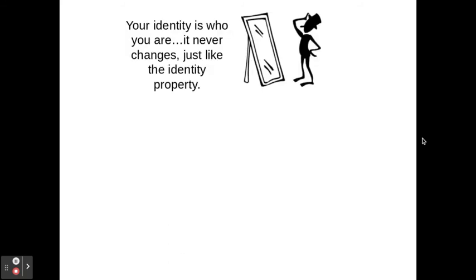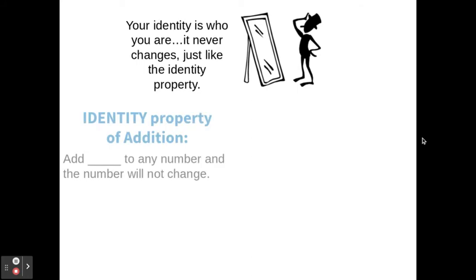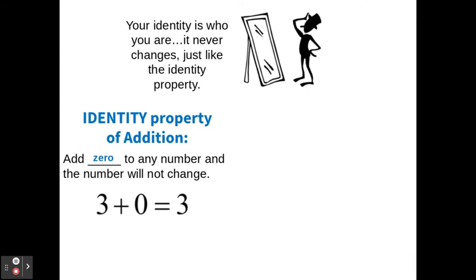Okay, next we have identity property. The identity property is true for addition and multiplication. For addition, the identity property just states that if you add 0 to any number, the number's identity will not change. So if you take 3 and add 0, you will still get 3. The same identity of the number, it doesn't change. Just like when you look in the mirror, you see your own identity, it doesn't change.